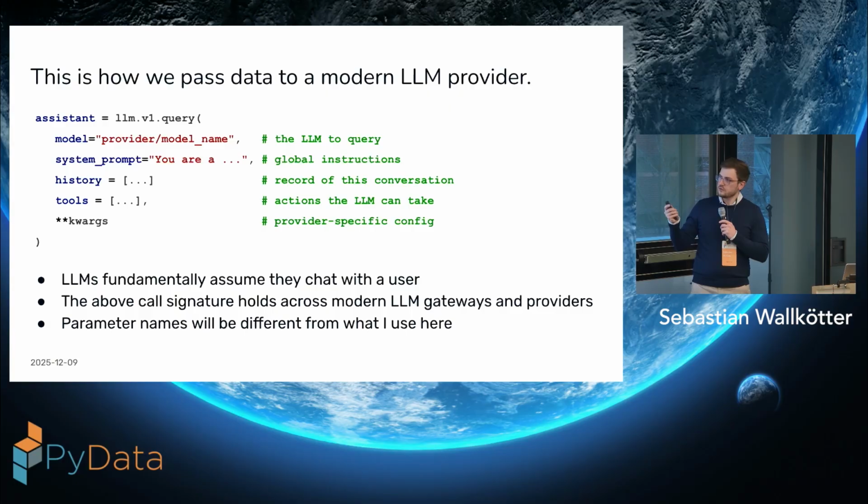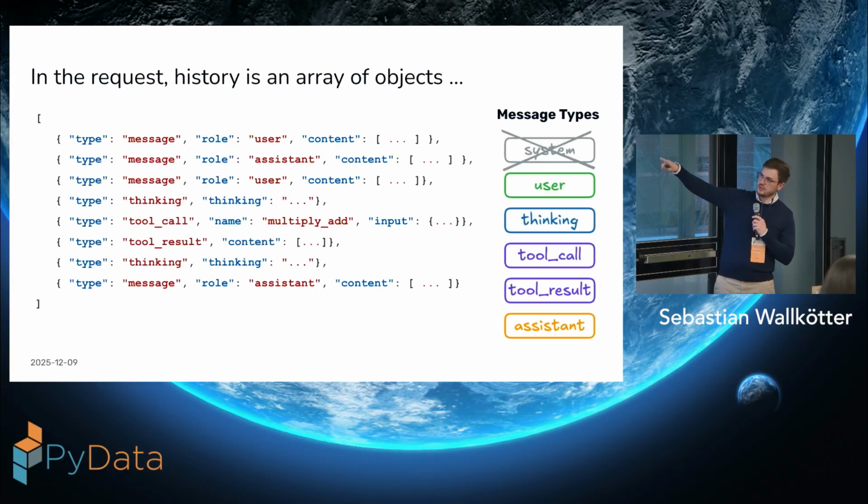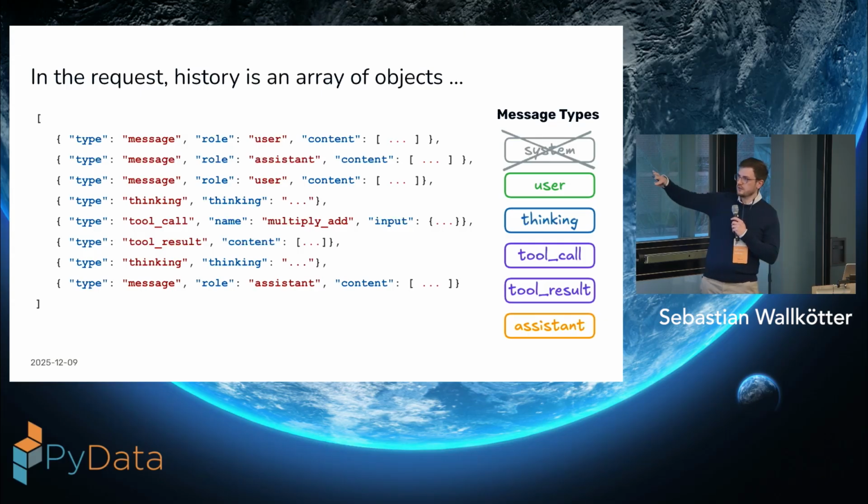If we zoom in a bit on the history, then you can see that the history is essentially an array of objects. And there are different types of objects depending on what kind of message has been passed back and forth. And I would say there are 5 important types of messages that are relevant for us here. The first one is the user message. Then we have thinking, we have the tool call and the tool result and the assistant message. And what they do is kind of self-explanatory. But what is important for us is that there's a very strong assumption about the order in which these objects will appear in the list.